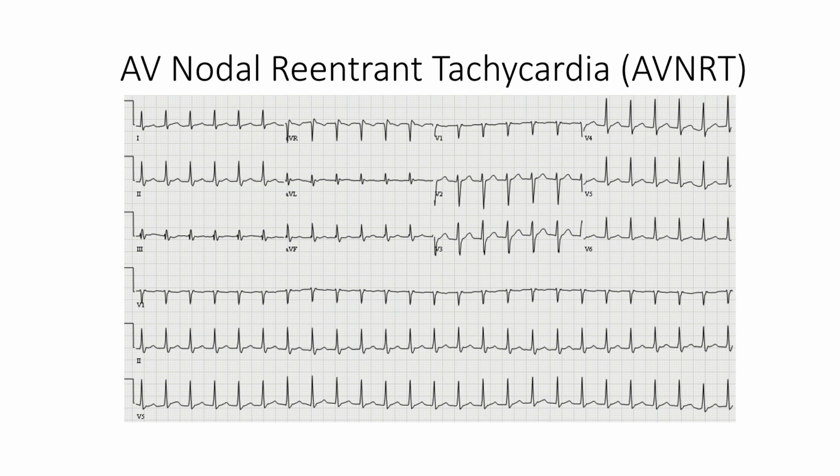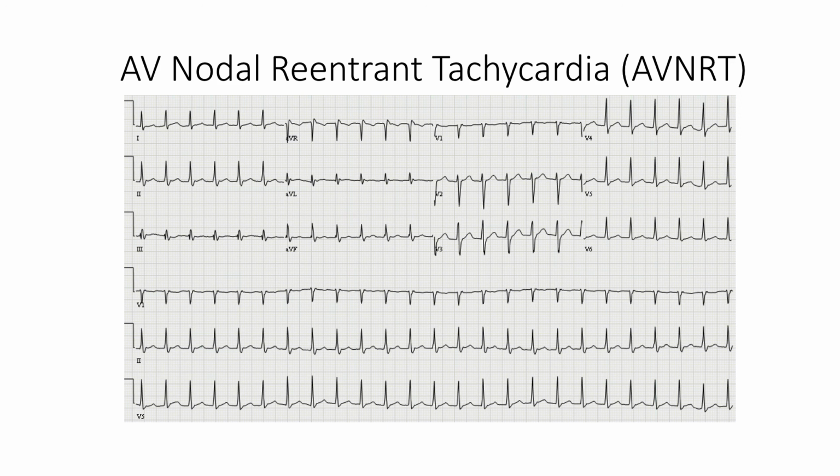Here's our first SVT, AV nodal reentrant tachycardia, or AVNRT. AVNRT is actually the most common SVT, and it occurs in about 60% of cases of SVT. AVNRT happens in and around the AV node. Some people have an anatomical variant of the AV node, where there are both fast-conducting and slow-conducting pathways. In these patients, sometimes an extra beat or a conduction block will set off a reentrant circuit through the fast and slow pathways. In AVNRT, the ECG is notable for a narrow, rapid QRS with a rate of about 150 to 250 beats per minute.